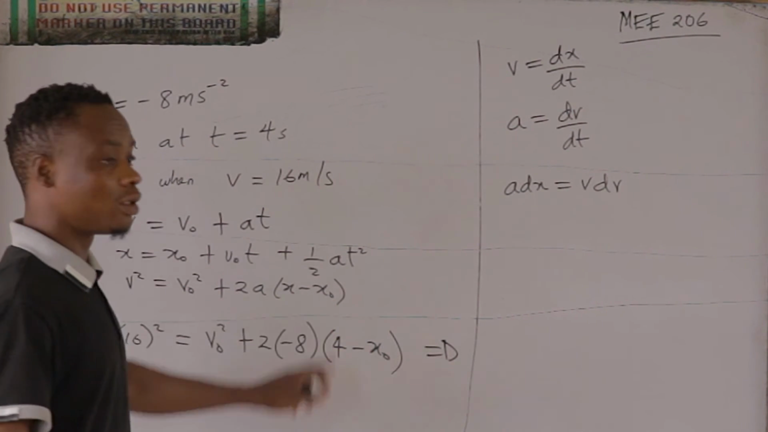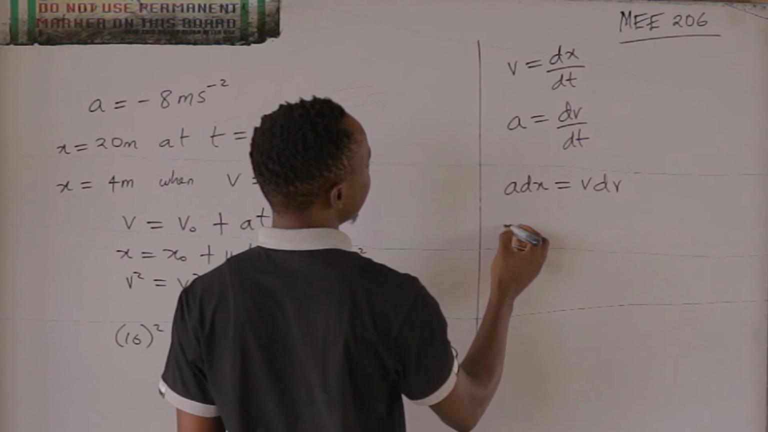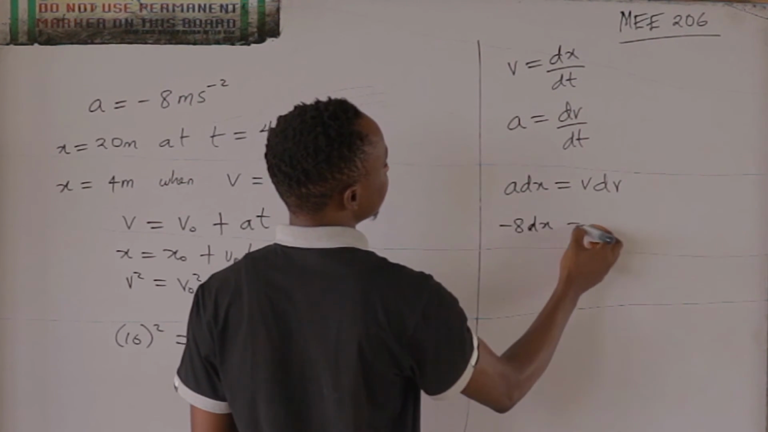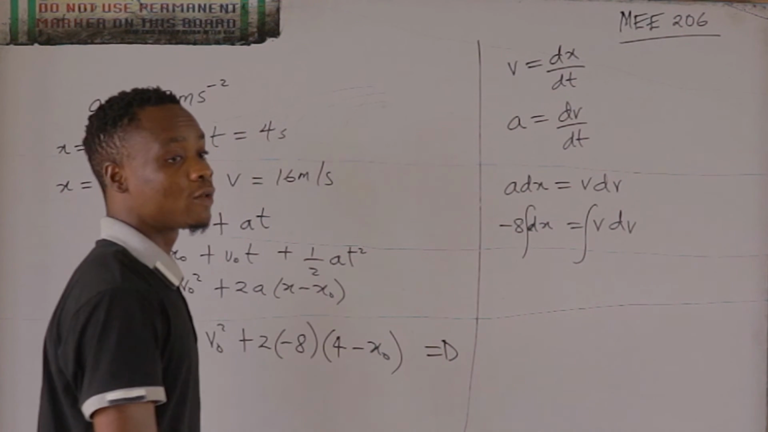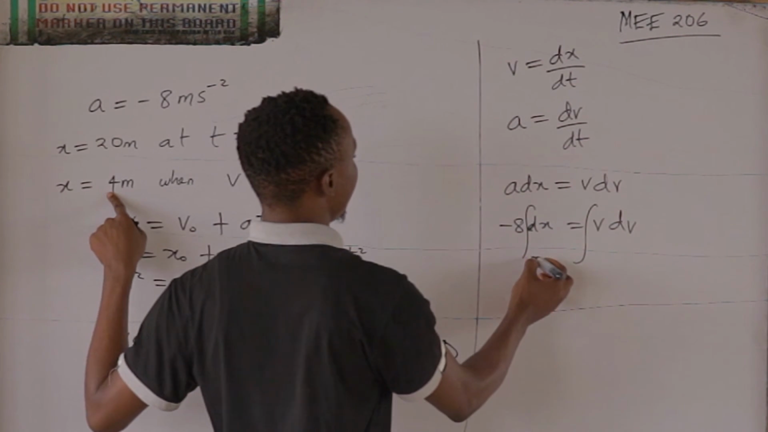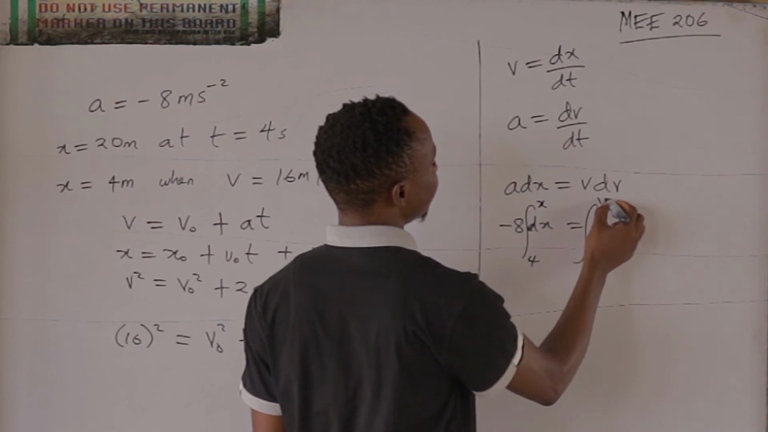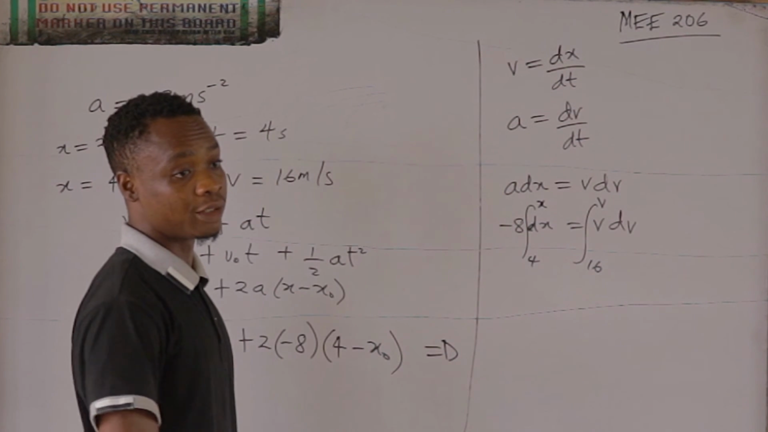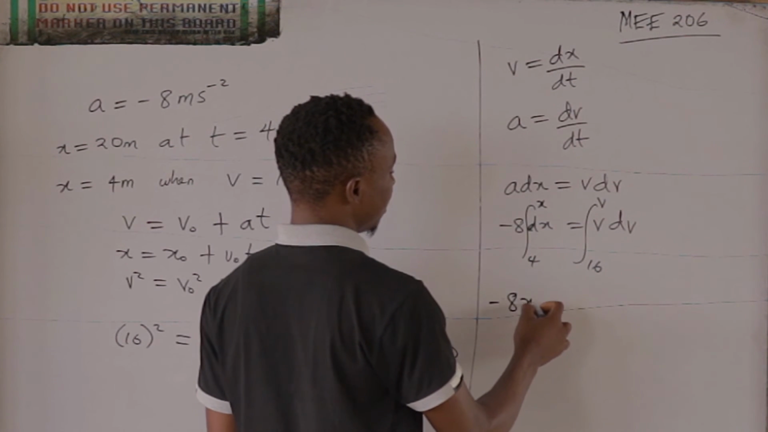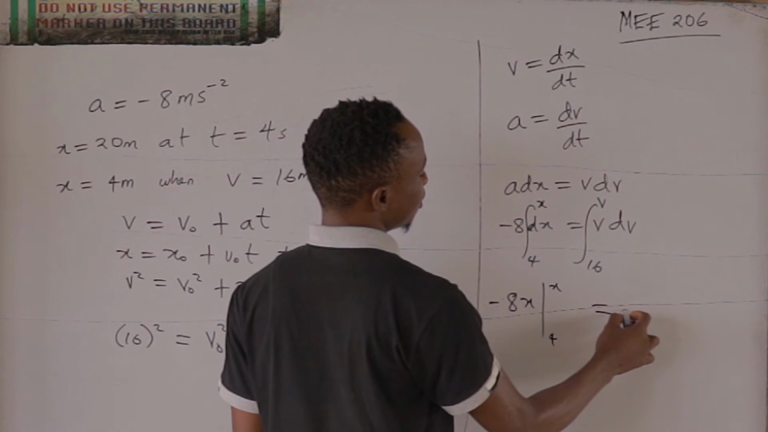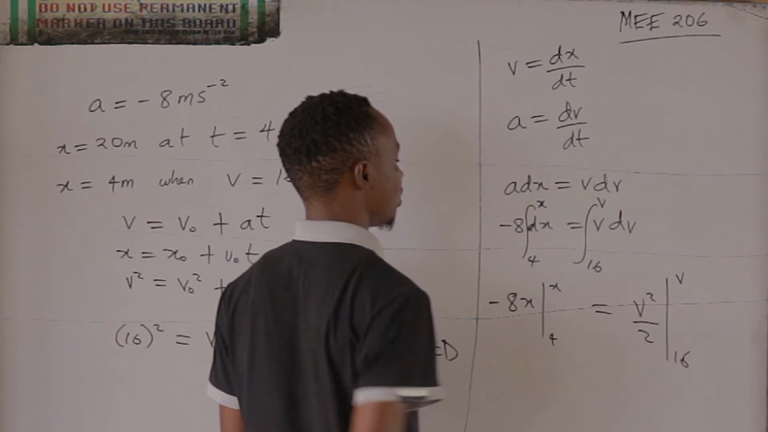Alright, so when I do that, I can come here and integrate this. I'll just substitute a equal to minus 8, so minus 8 dx is equal to v dv. So I can integrate this. Is that clear? I know that when x equal to 4, v was equal to 16. So I want to find x for any v. Does that make sense? That's going to give us minus 8x from 4 to x equal to v squared over 2 from 16 to v.